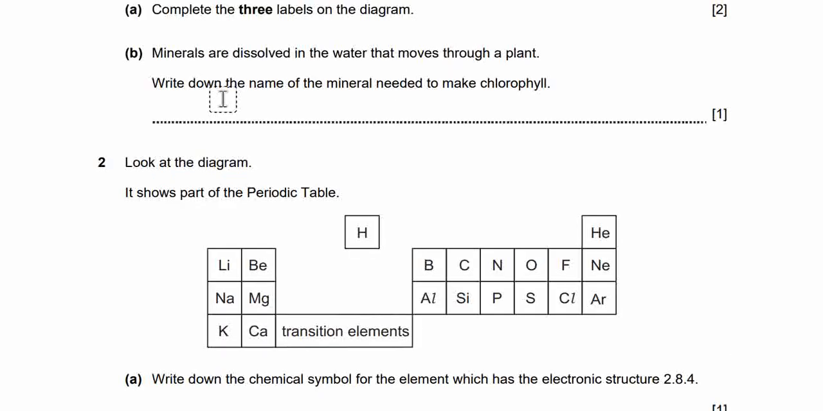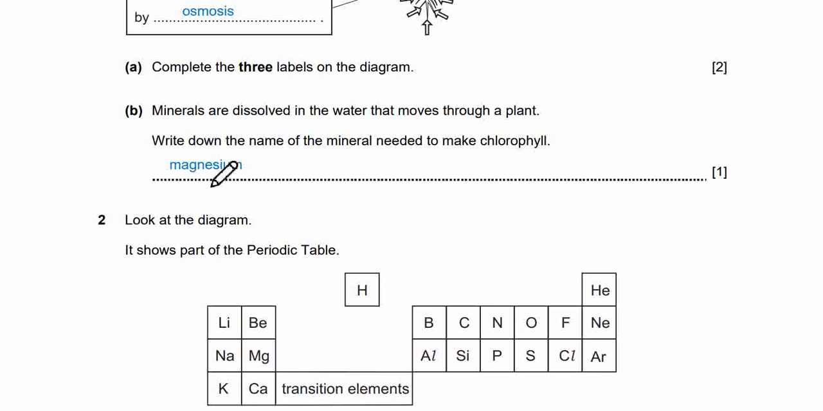Next, we move to question B. Minerals are dissolved in the water that moves through a plant. Write down the name of the mineral needed to make chlorophyll. The name of the mineral is magnesium, the element that gives chlorophyll its green color. So the answer for this will be magnesium. Here we go, we type down the answer.